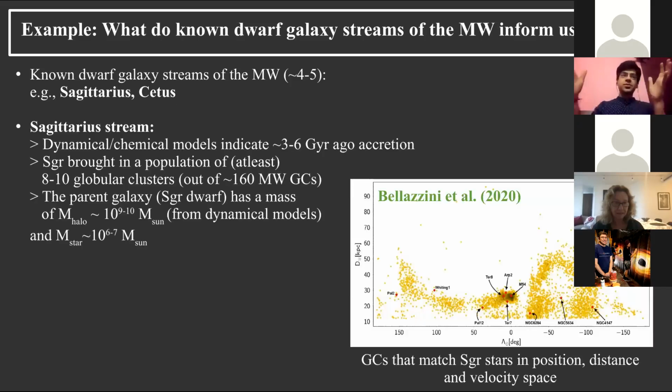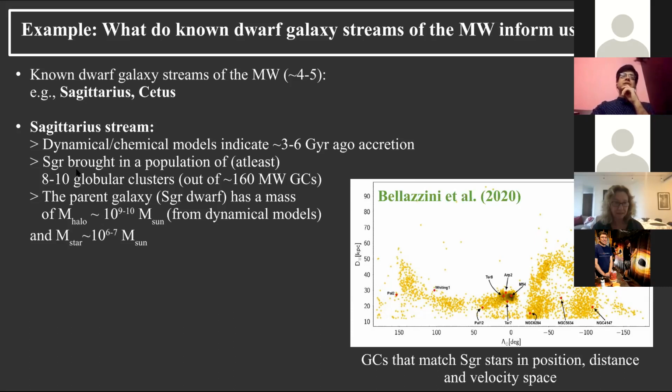For example, what the Sagittarius stream tells us is that its dynamical and chemical models indicate that this accretion took place 3 to 6 giga-years ago. So from the perspective of Milky Way halo formation, we know that there was an accretion that took place sometime between 3 to 6 giga-years ago.